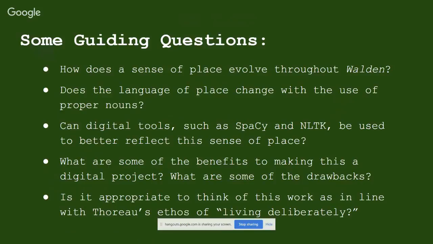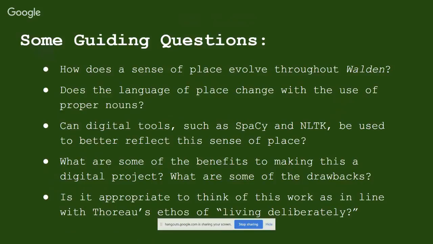But how does a sense of place evolve throughout Walden? Does the language of place change with the use of proper nouns? Can digital tools such as Spacy and NLTK be used to better reflect the sense of place? What are some benefits to making this a digital project, and what are drawbacks? And is it appropriate to think of this work as in line with the prose ethos of living deliberately?